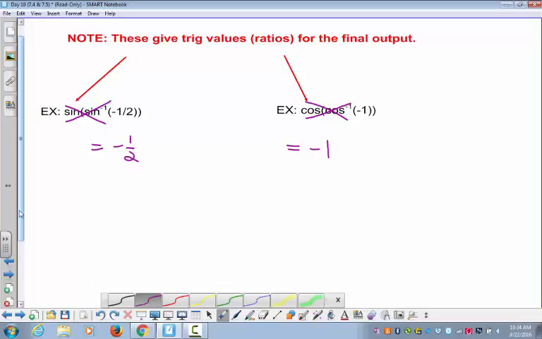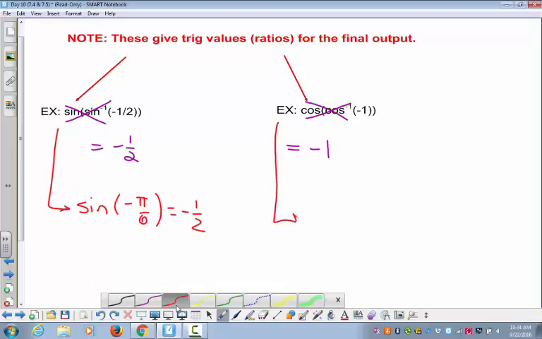If we figure out the angle here, the inverse sine of negative 1 half, let's evaluate it. Let's come down here and just suppose we didn't know this general principle. We would say, what's the angle on the right with a sine value of negative 1 half? And you would say negative pi over 6. And then you would say, well, what's the sine of negative pi over 6? Would say negative 1 half. So you can absolutely just evaluate these if you're not 100% comfortable with the general principle.